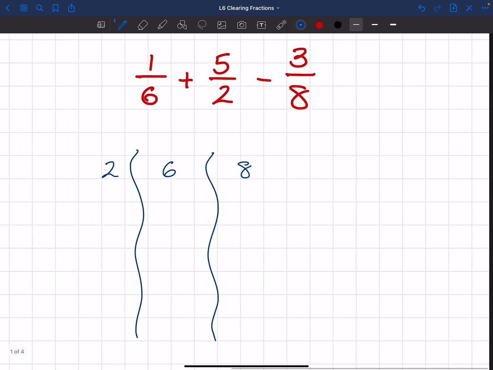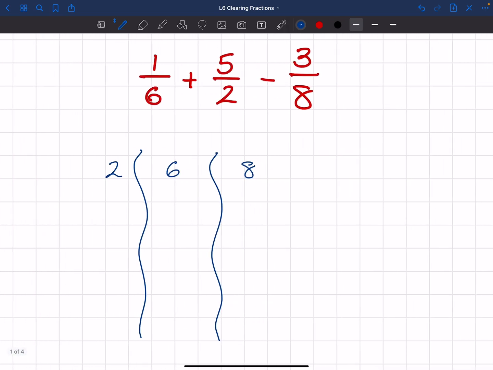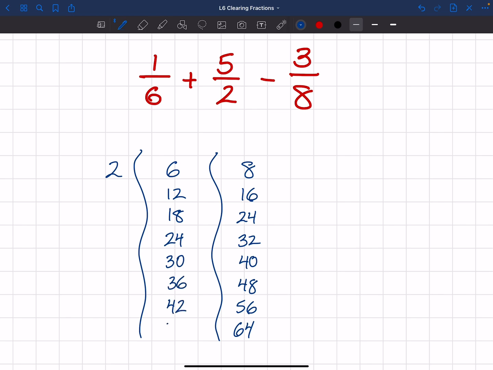All right, so let's run through it and see if it makes a little more sense. So let's start with the 8. 8, 16, 24, 32, 40, 48, 56, 64. So those are all those multiples of 8. I don't think we need to go too much further. Let's do it for 6. 6, 12, 18, 24, 30, 36, 42, 48, all right?